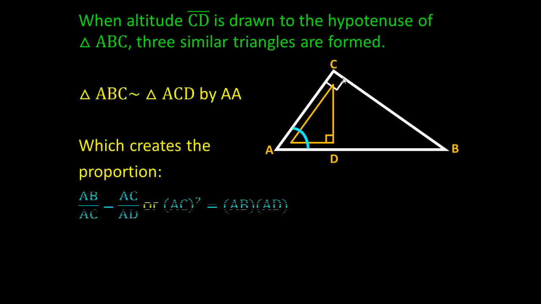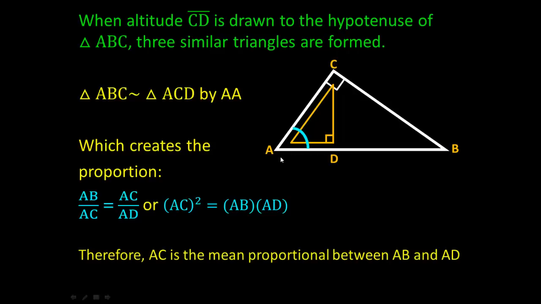Since the triangles are similar, we can say AB corresponds to AC, and that ratio is equal to the ratio of AC to AD. Or, if you did your cross multiplication, you would say AC squared equals AB times AD, which means that AC would be the mean proportional between AB and AD. How is that going to help you? You'll find out in a minute or two.